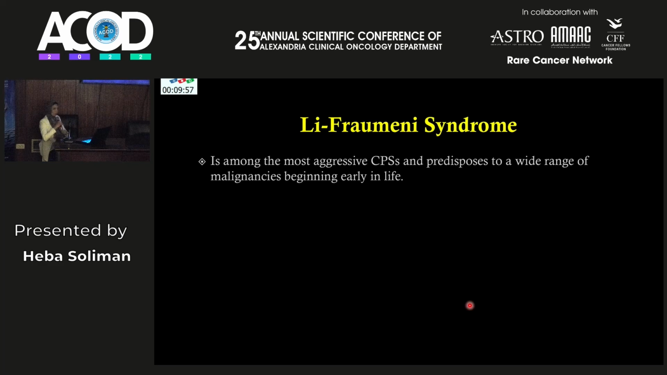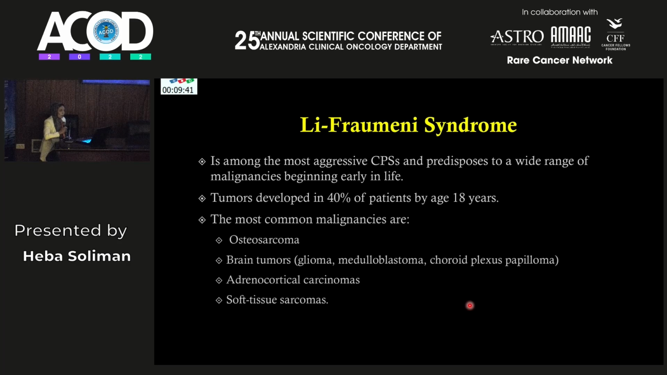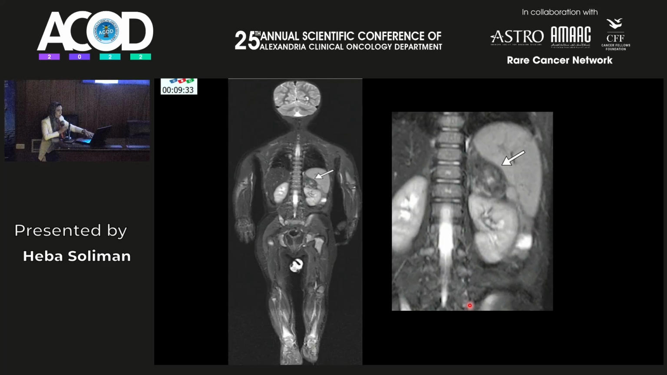I'll talk about Li-Fraumeni syndrome. It is one of the most aggressive cancer predisposition syndromes and predisposes to a wide range of malignancies, beginning in early life. Tumors develop in 40% of the patients by the age of 18 years. The most common malignancies are osteosarcoma, brain tumors, including glioma, medulloblastoma, choroid plexus papilloma, adrenocortical carcinoma, and soft tissue sarcoma.